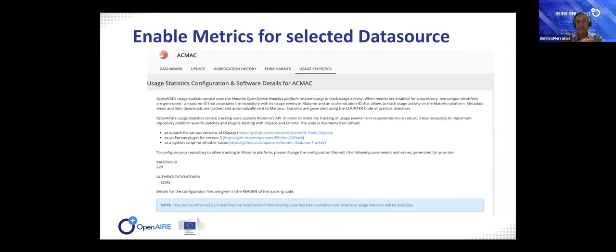For now, we offer software for DSpace from version 4 to version 6 as a patch for these versions. We offer a plugin for version 3 for EPrints, and most importantly, we offer a Python script for all other platforms, including, of course, DSpace and EPrints, that can be used independently of the repository platform, and it can be installed with our help if needed, to send usage events to the OpenAIRE usage counts service.